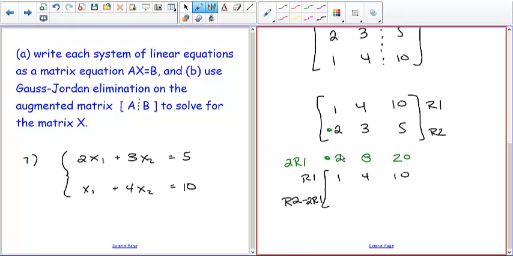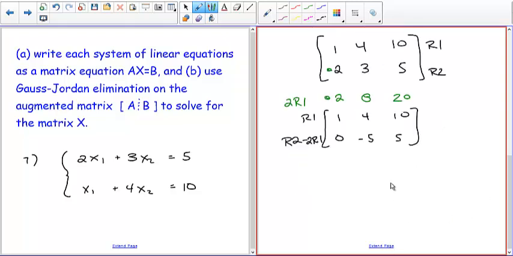So I'm going to take this minus that, replace it there, so I get 0. 2 minus 2 is 0. 3 minus 8 is negative 5. 5 minus 10 is 5. Okay. I want to get a 1 here, and you can see there's this common factor, so that's nice. So I'm going to take row 2 and divide by negative 5. Leave row 1 the same. So I get 1, 4, 10, 0, 1, negative 1. If I divide this by negative 5, I get positive 1. Divide that by negative 5, I get negative 1.